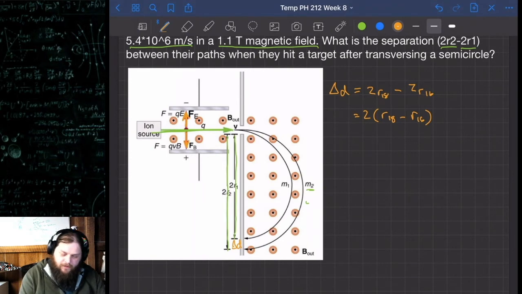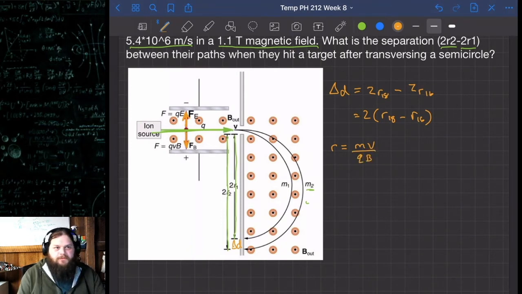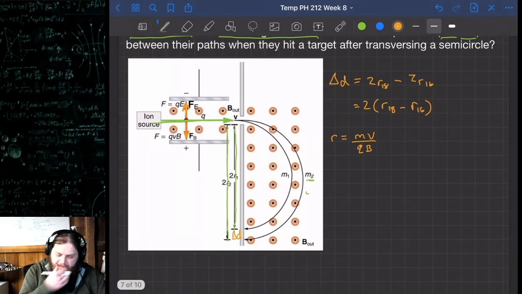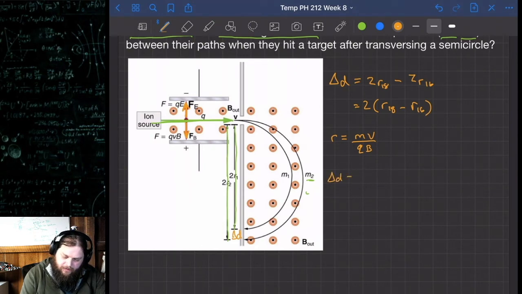Now we know previously, we defined the radius in these cases to be equal to mv over qB. So we can substitute that value into our delta d equation up top and say that delta d is equal to 2 times the mass of 18 times the velocity divided by qB. So the velocity, q and B are going to be constants for both of the particles. Just the mass is really the only difference. I'm going to subtract from that the mass of 16 v over qB.